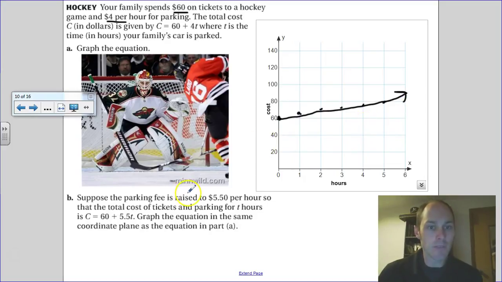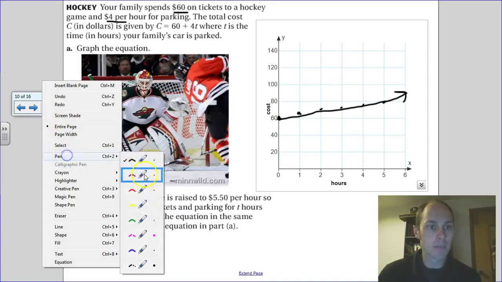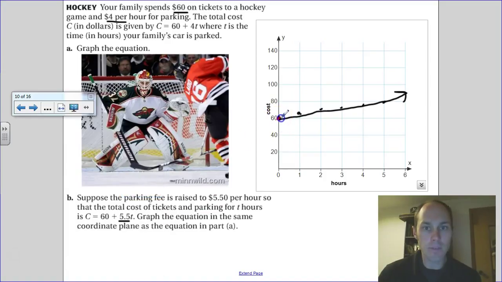It says suppose the parking fees raise to $5.50 an hour. So our slope or our rate of change is different. It's going up more. And so we're still starting at $60. But now in this case, after 1 hour, it'd be up $5.50. So up $5.50 over 1. So $65.50, then $71, $76.50. And add another 5, $82. So notice this one just increases a little bit quicker.